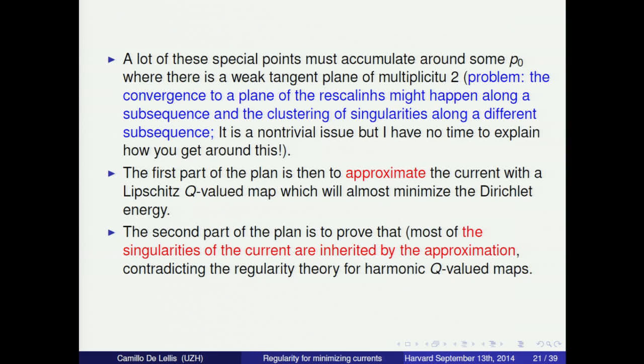So the plan is roughly the following. The plan is to approximate your current with a harmonic multiple-valued function and show that if the current is too singular, the approximation inherits all the singularities. And then you contradict the regularity theory of the linear theory.